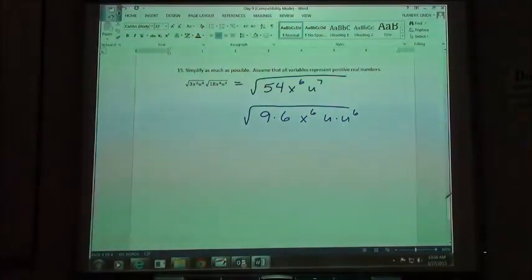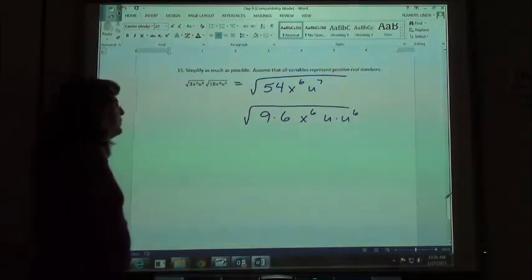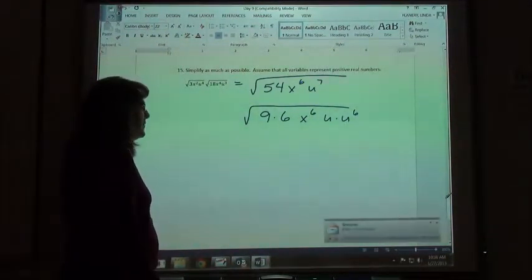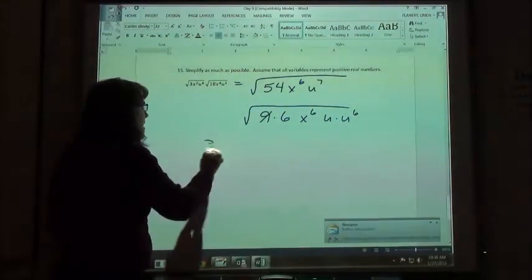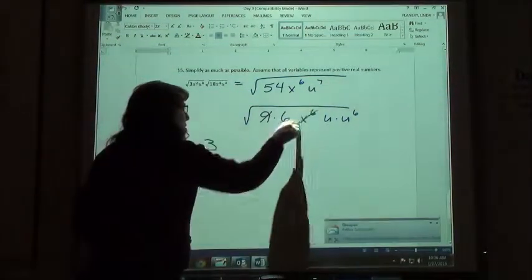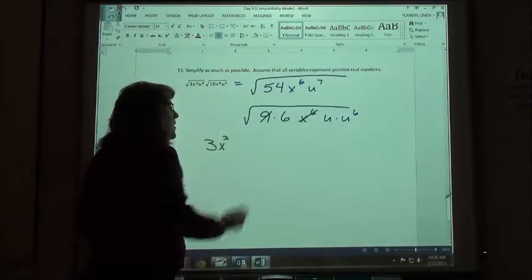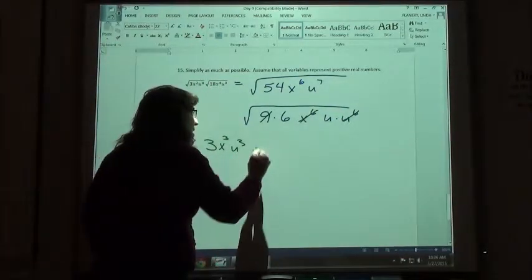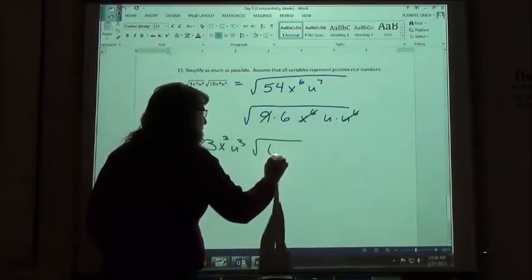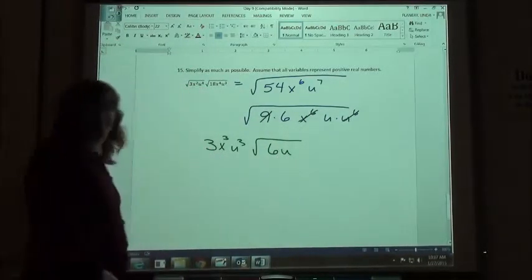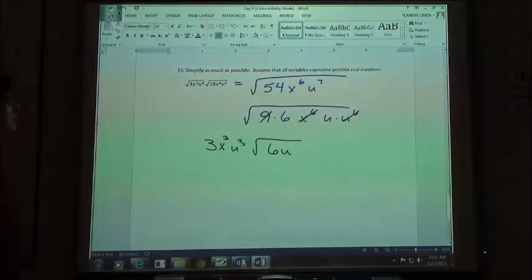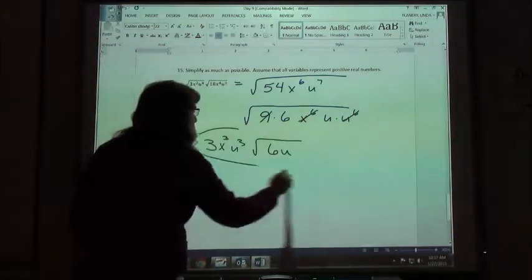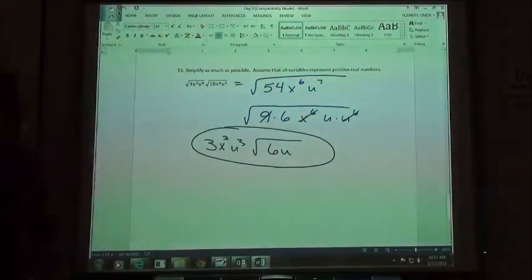What are we going to get? Square root of 9 is 3. Square root of x to the 6th is x to the 3rd. And u to the 3rd. Underneath our radical, 6 and a u. So we get 3x cubed, u cubed, square root of 6u.